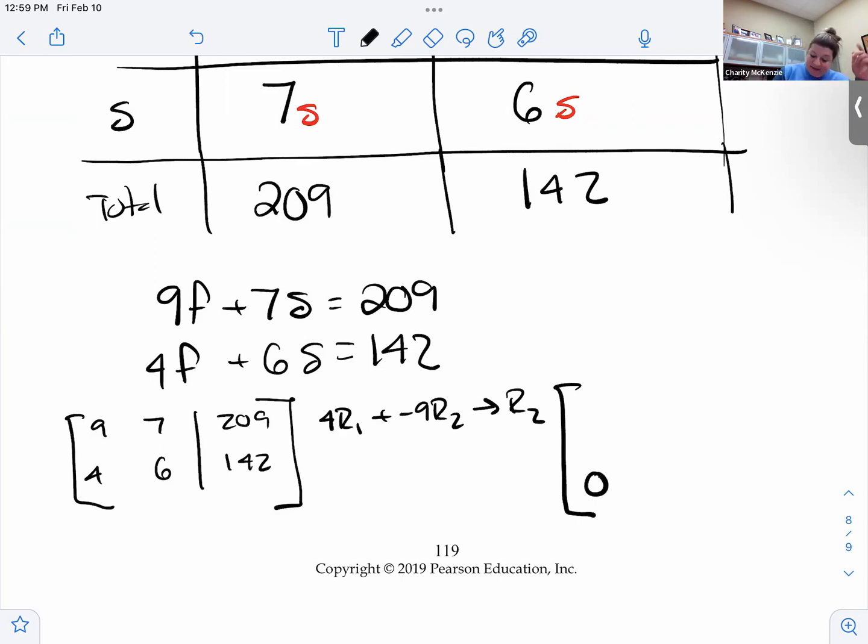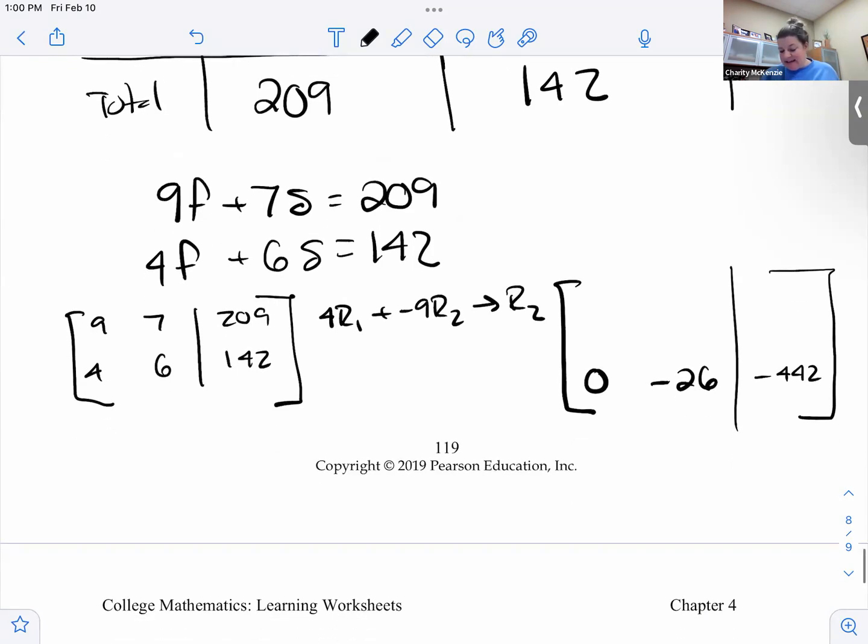So 4 times 7 for the next row, right? Minus 9 times 6 is giving me negative 26. I totally am using the calculator. So 209 times 4 minus 9 times 142. I got negative 442, right? Is that divisible by 26? It is. I would like to simplify that.